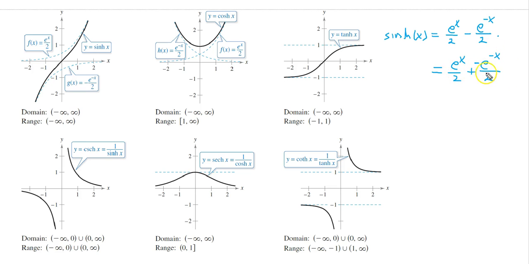Now each of these functions are the graphs of these dotted curves over here. So the graph of this dashed curve is the function e to the x over 2, and the graph of this dashed curve is negative e to the negative x over 2.